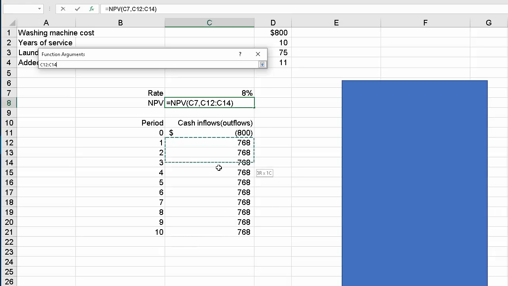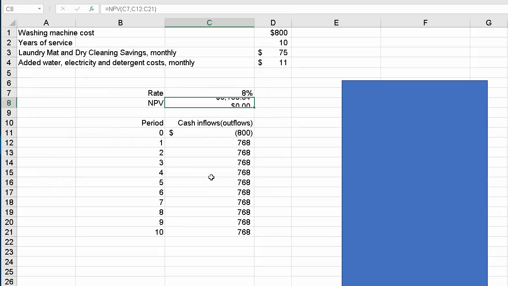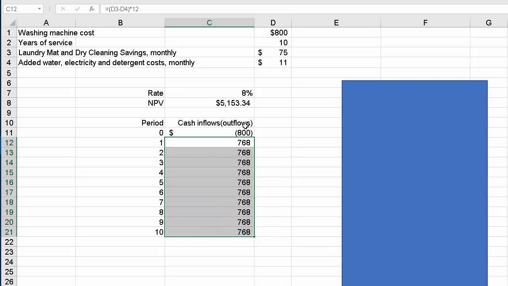And you have to start at period 1, not period 0. Now, why? That's the way it's built. It tells you an NPV function returns the present value of an investment based on a discount rate and a series of future payments and income, starting at the end of the first period. Okay? It's the end of the first period, not the beginning one. So if I hit enter right now, that's the net present value of just the positive cash flows.